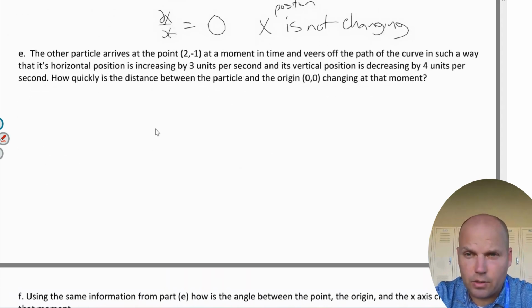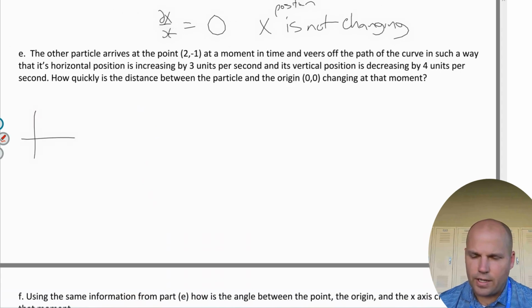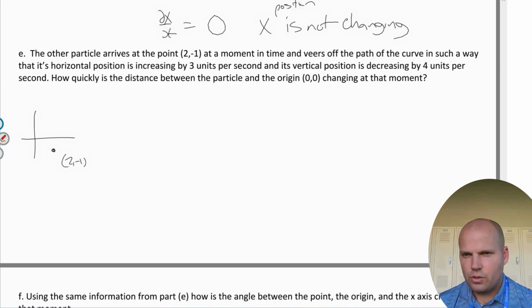Okay, another particle arrives at this point and veers off the path of the curve. So we are going to just say, hey, we are at (2, -1). And again, I should not be in the fourth quadrant. But I will make sure we are in the first quadrant on your test, okay? So that you don't have to worry about the -y.